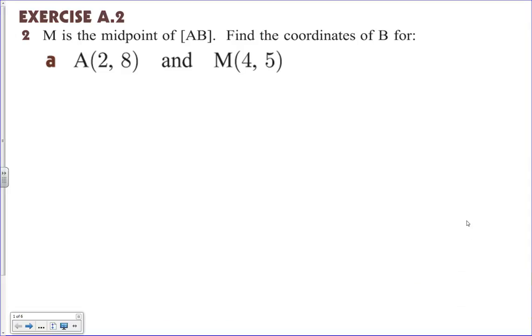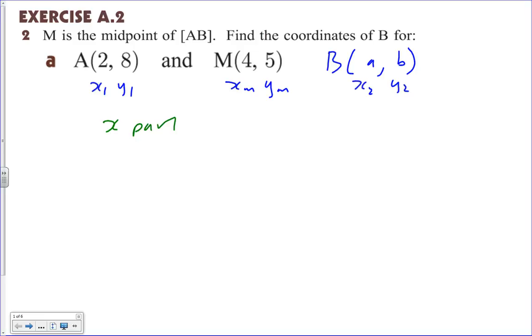So this time we've got A and our midpoint. So we want to find B, which I'm going to give the coordinates (a, b) here to help us. So go x1, y1. This is going to be x midpoint, y midpoint. And this is going to be x2, y2. These bits, we've got our x part, and we've got our y part.